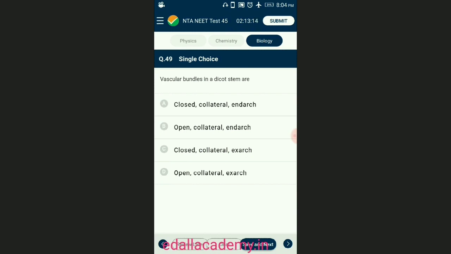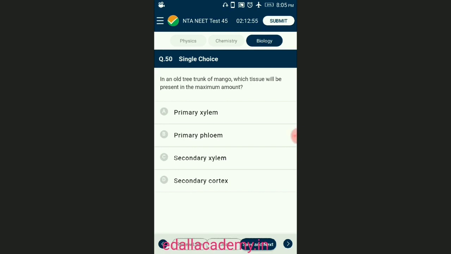Question number 50. In an old tree trunk of mango, which tissue will be present in the maximum amount? In an old trunk, increase in thickness occurs due to secondary growth. The secondary growth in the stellar region occurs due to the activity of vascular cambium, which forms more amount of secondary xylem, and this forms the heart of the trunk. So the answer for this question is option C, secondary xylem.